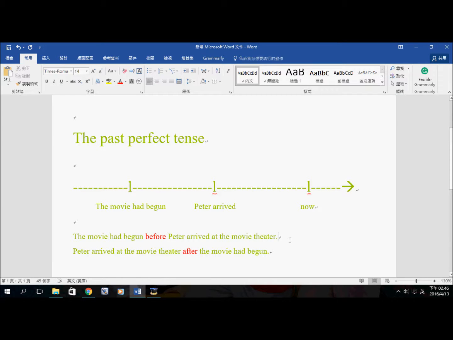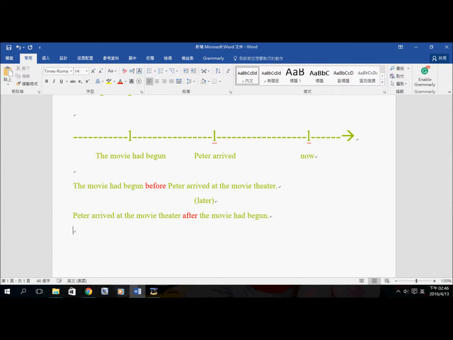Okay, you can see in these two sentences we use before with the action that comes later. Peter arrived at the movie theater. This is the action that comes later. And in the other sentence, the sentence that we use after, you can see that, with the action that had occurred earlier. So after with an action that had happened earlier. All right. So this is what we use the past perfect tense to talk about. An event that had happened in the earlier past before a past event.